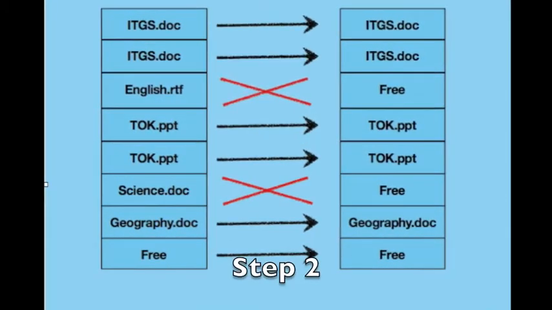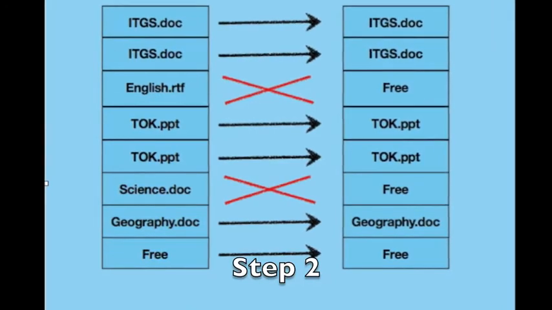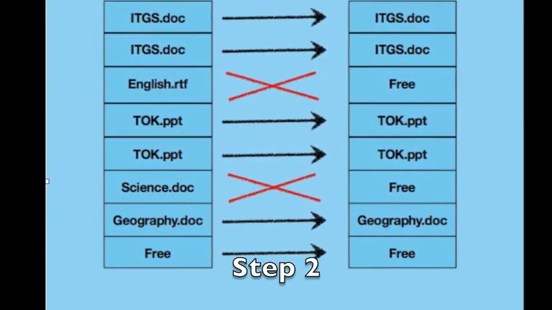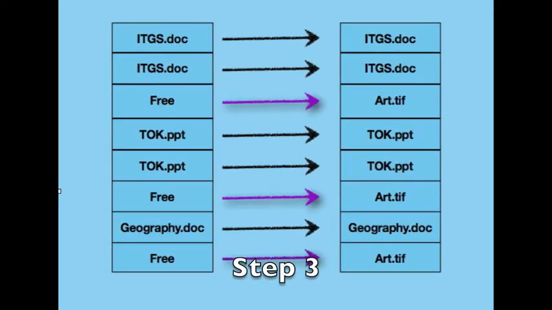In the second step, English and Science are deleted. This leaves the third, the sixth, and the last sector open. In the third diagram, a new file, art, has been saved. Following the rules of the file system, the new file's data goes straight into the first available free space. This would be right after ITGS. But this new file needs 3 sectors, and the gap is only 1 sector, so 2 more free sectors need to be found elsewhere in the disk.